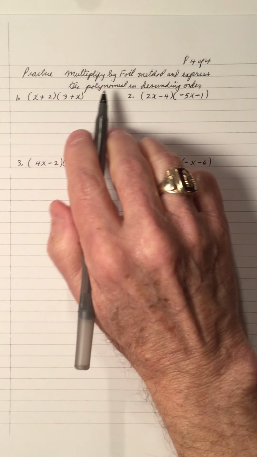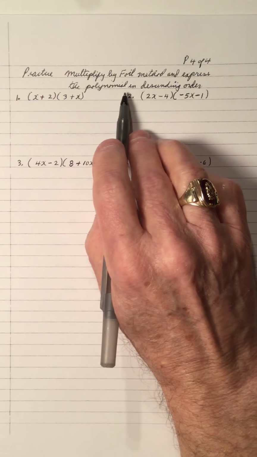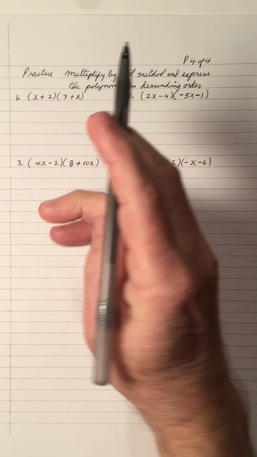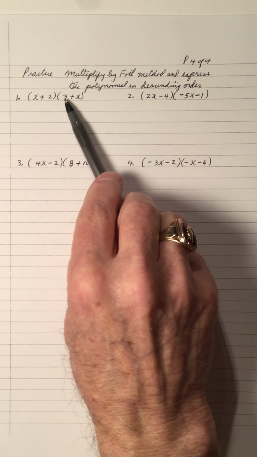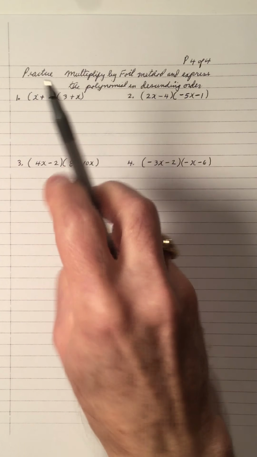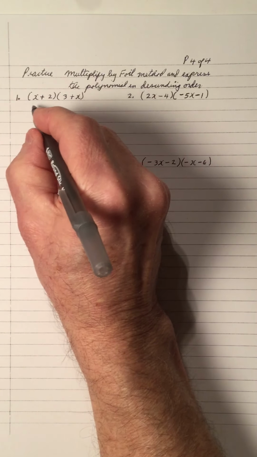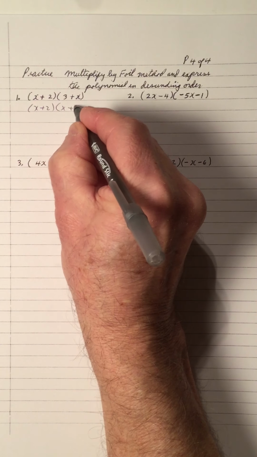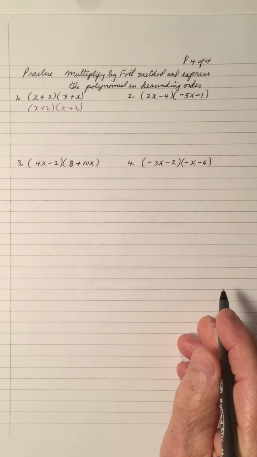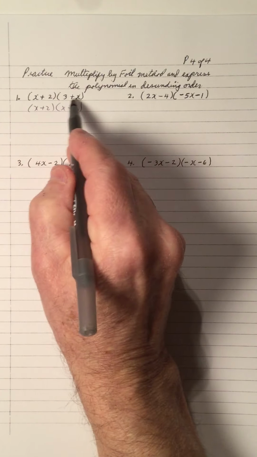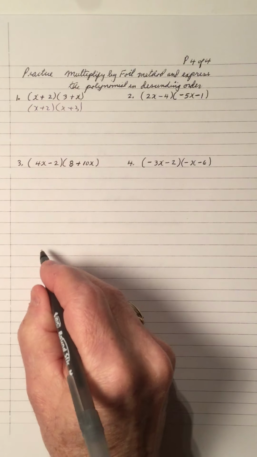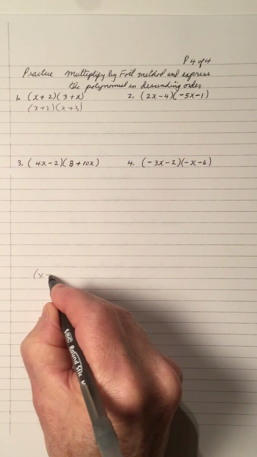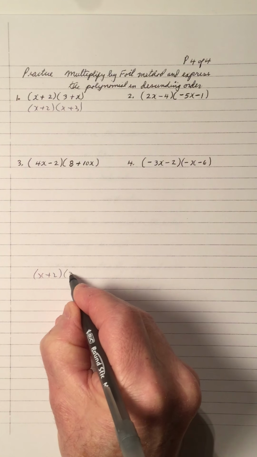Practice. Multiply by FOIL and express the polynomial in descending order. Notice I haven't changed it, you can't see it. I have an x and 2 and a 3 and an x. They're different. So if I want, I can change the order on these before I start. Or I could have multiplied these by FOIL. Let's look at this one up right here. I got 2 choices.